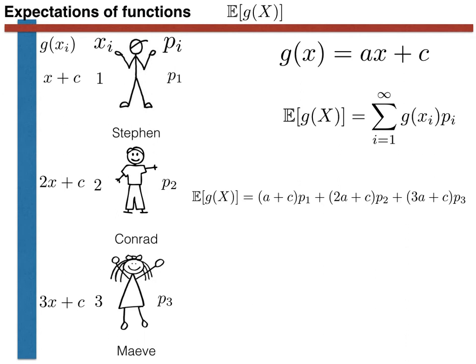Grouping terms in a and c, we then get to the following expression. Look at this expression though. P1 plus P2 plus P3 is the probability of picking Stephen, Conrad, or Maeve. In other words, it is the probability of picking one of the 3 possible mutually exclusive outcomes from our experiment. This is just equal to 1 by normalization. Similarly, for the first term, we have 1 multiplied by P1 plus 2 multiplied by P2 plus 3 multiplied by P3, which, as we learned on the previous slide, is just the expectation of our random variable capital X.